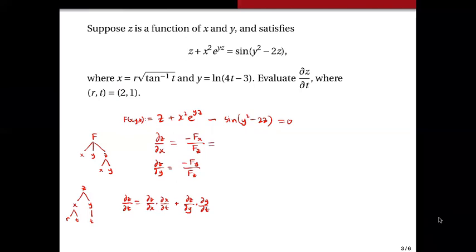So let's see. This is equal to negative. With respect to x, this is simply 2x e to the yz in the numerator. On the denominator, what will we have? We have 1, okay? 1 plus we have x squared y e to the yz, and then minus, you have here, well, it becomes plus, try to check, it becomes plus 2 cosine y squared minus 2z.